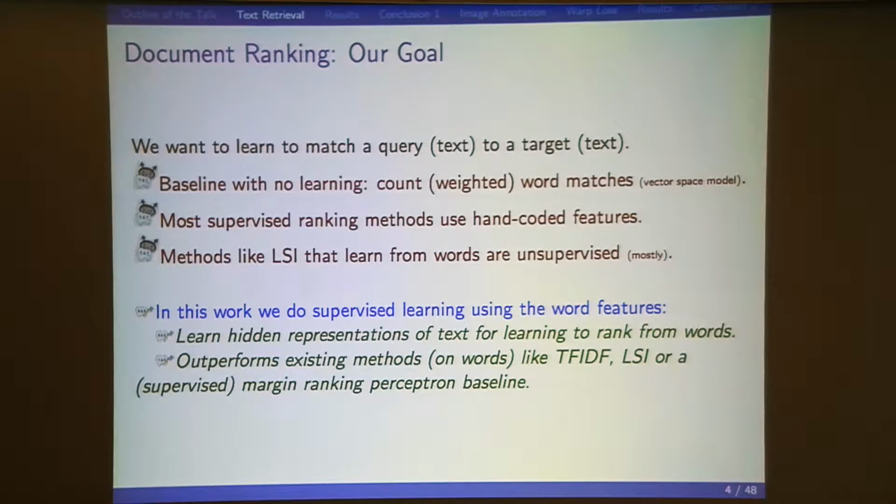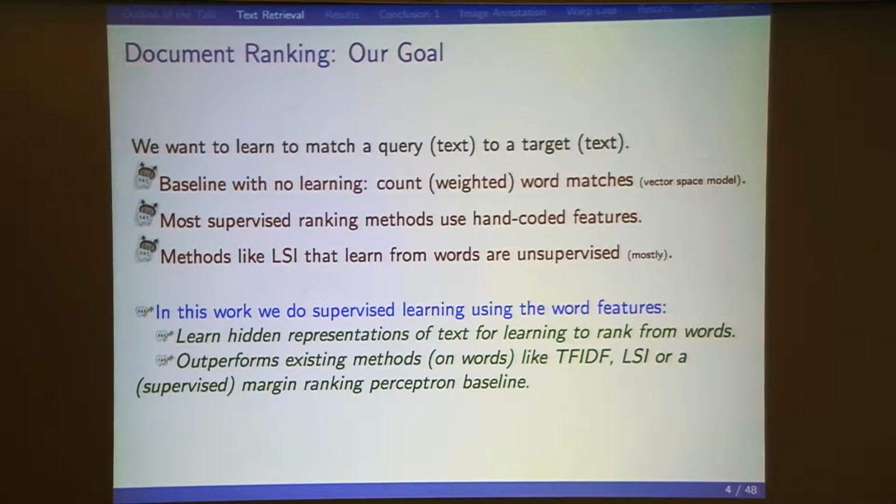Google's really interested in this, obviously, and so the really dumb baseline is just no learning at all. You just count the number of matches between the query words and the target document words, as a bag of words. That's called a vector space model, and you can do things like normalize the counts, if you've heard of TF-IDF, and things like that to try and improve it.